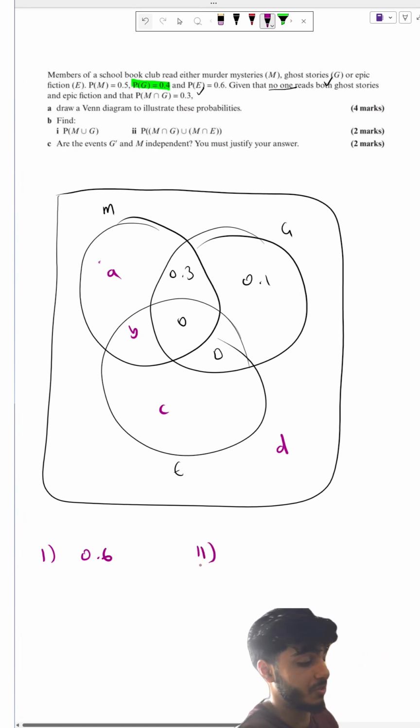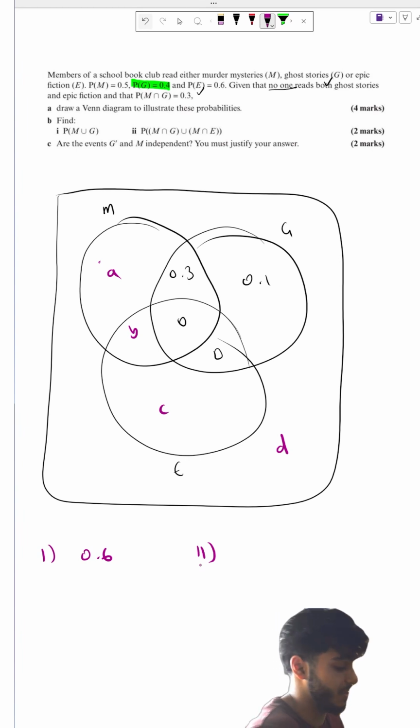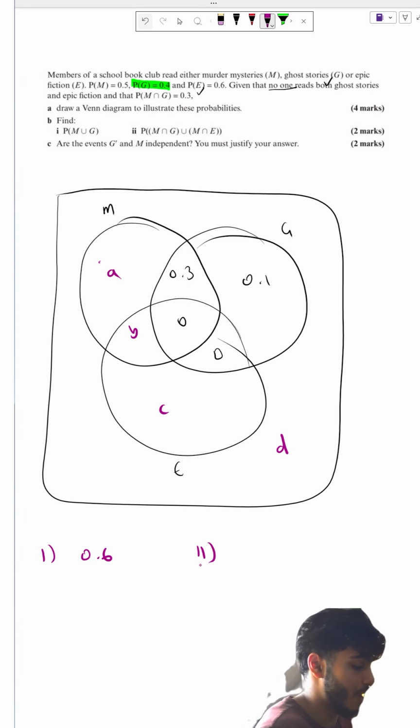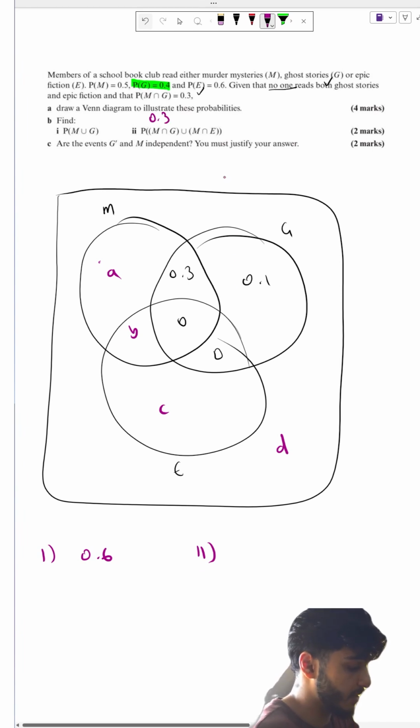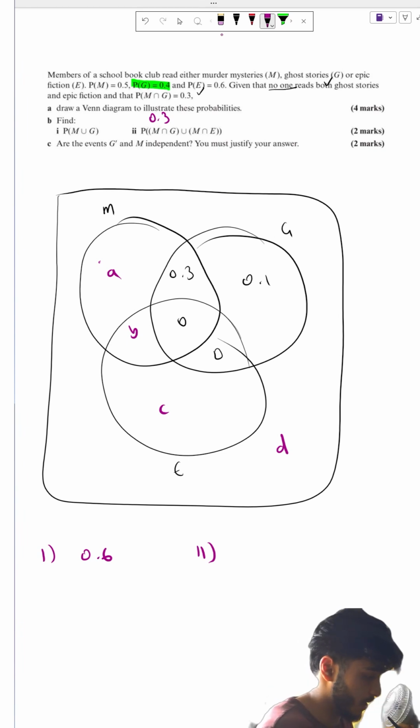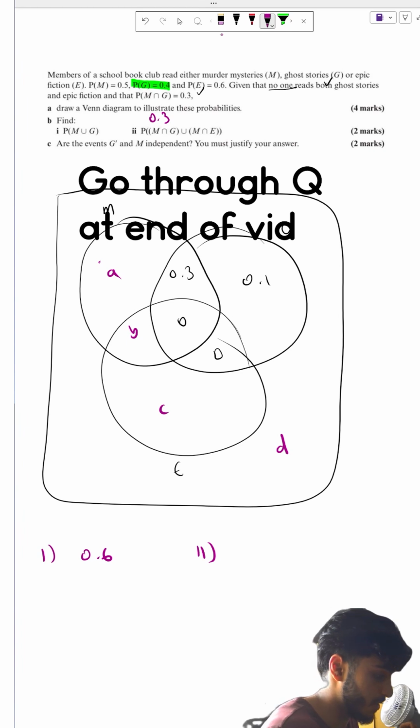That's completely fine. You can stay if you do foundation math. You can see how A-level maths is. We welcome everyone. M and G is 0.3. Okay, or M and E. It really wants us to work out M and E, and we don't know what M and E is going to be. I feel like I'm missing part of the question. Given that no one reads both ghost stories and epic fiction, G and E, ghost stories or epic fiction, that's 0.